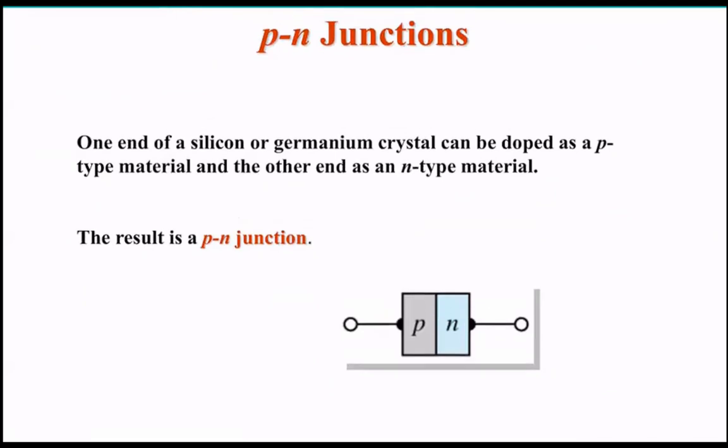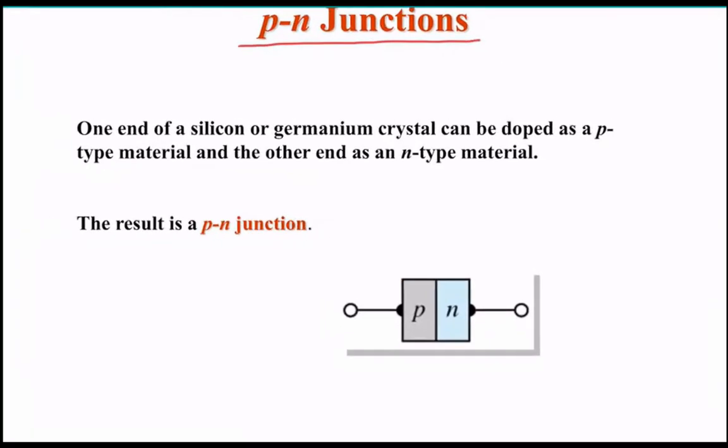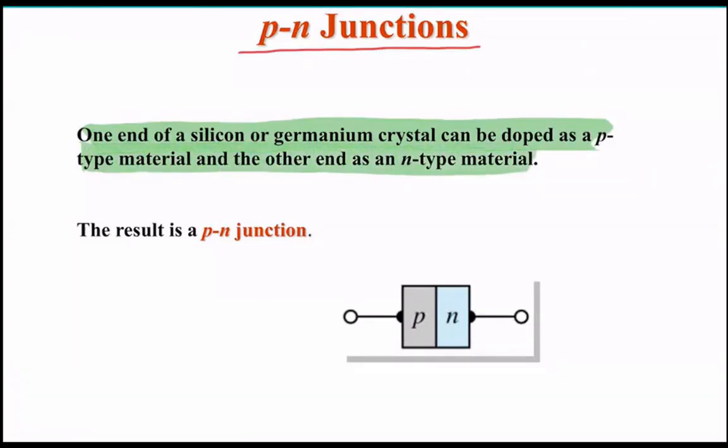So it should be clear going from here what the electrons and holes are. Now, talking of the P-N junction, we are getting into the construction of the device, how a diode is made, what goes inside. So one end of a silicon or germanium crystal can be doped as a P-type material and the other end as an N-type material. This results in a P-N junction.